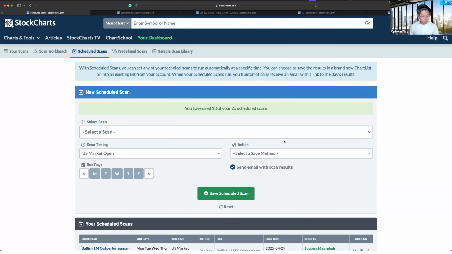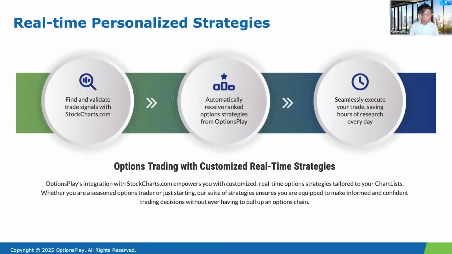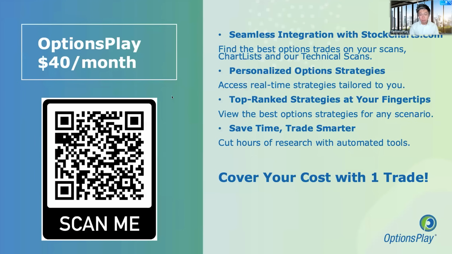Okay, so all of this costs just $40 a month. And you have integrations into both ACP and SharpCharts, and I'll show that to you in a second. What you get is seamless integration with StockCharts.com, with our trade ideas and with your chart list. And like I said, once we've opened up to this chart list, things get a lot more interesting for a lot of traders. You get personalized option strategies that are the top ranking strategies at your fingertips. You're going to save a ton of time, and you're going to trade with full confidence that you have the best possible opportunities.